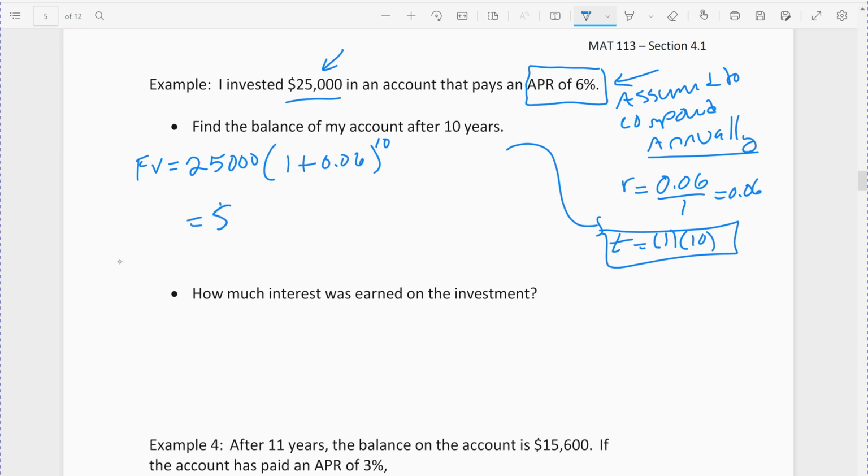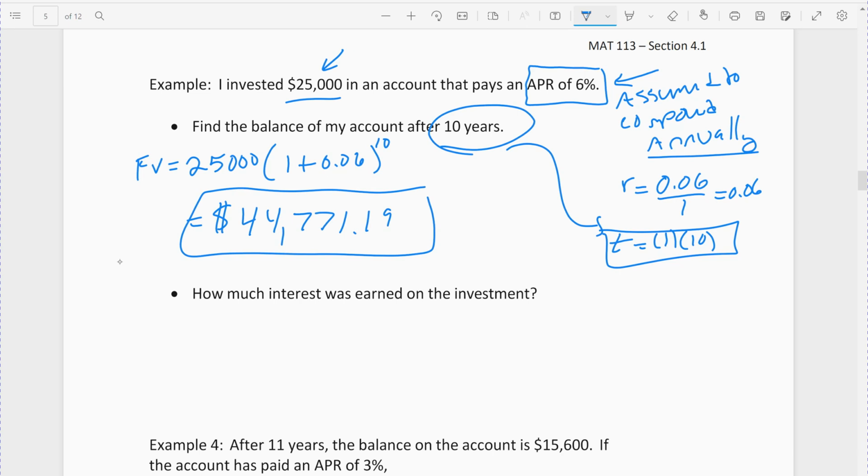So 10 times it'll be reinvested. And so the future balance would be $44,771 and about 19 cents in 10 years. All right, how much of that $44,000 is interest? Well, to figure out interest, in this case, you take your future balance minus the initial. You invested $25,000. It's earning interest, so everything over $25,000 is interest.